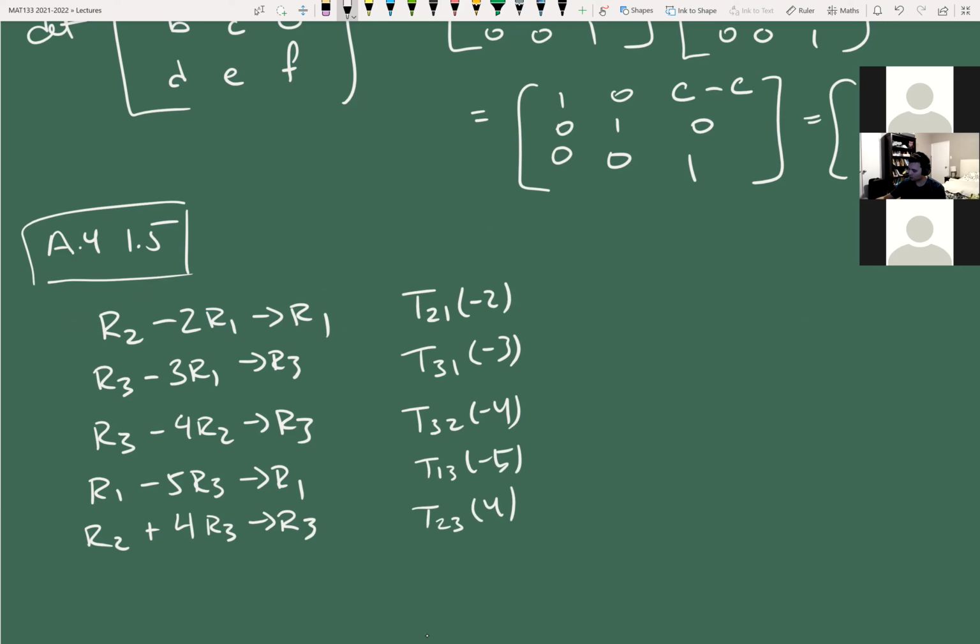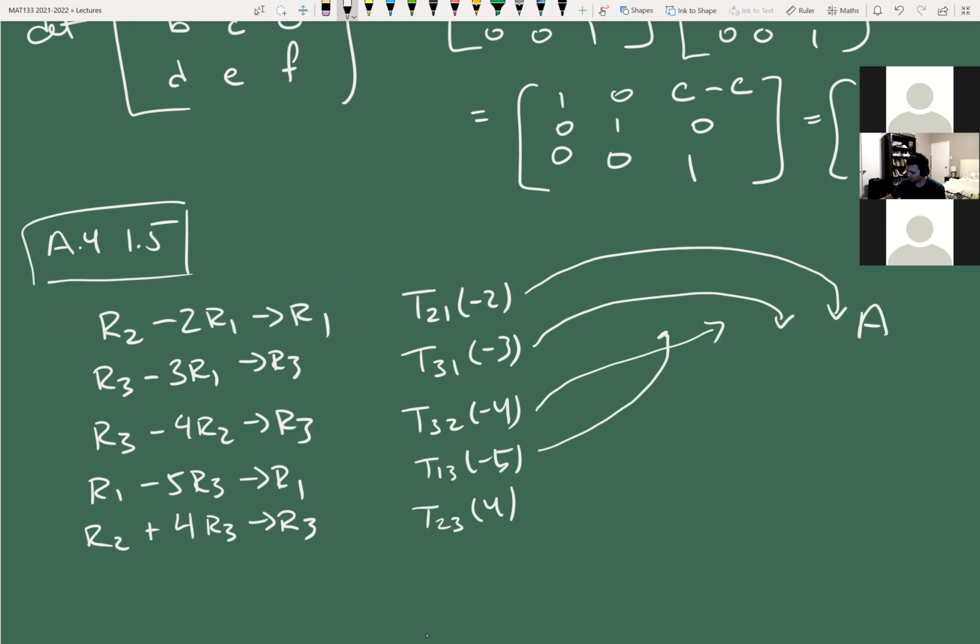And then you apply them to A like this. The first one goes immediately to the left, and you apply them like that. And that's how you do number 5.